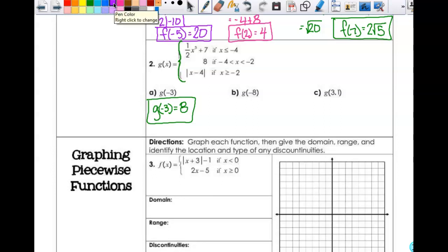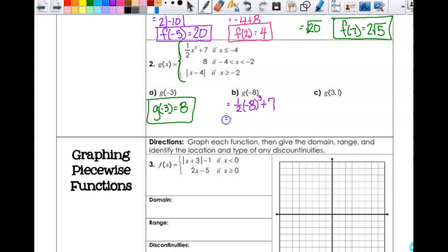All right, so then g of -8, well, -8 is less than or equal to -4, so that's equal to 1/2 times -8 cubed plus 7. Okay, so I know that this is going to end up being a negative number for sure.